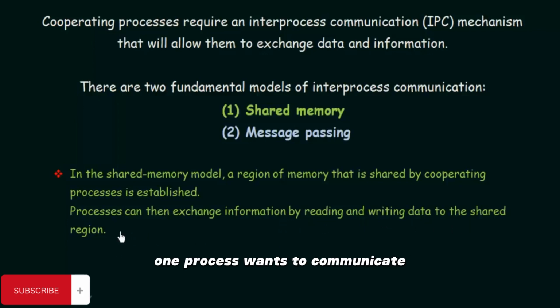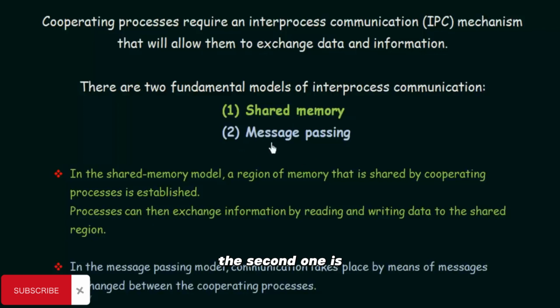So whenever one process wants to communicate to another process, it will write the information, or the thing that it wants to share, into that shared memory region. And then the other process can read that data which was written by the first process from the shared memory region, and then it will understand what it was trying to communicate. So that is what happens in the shared memory model.